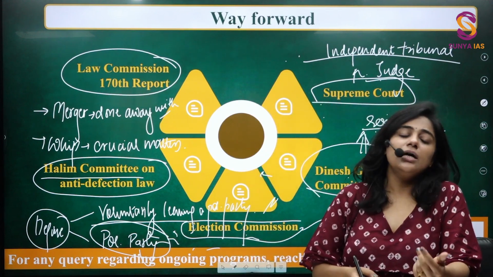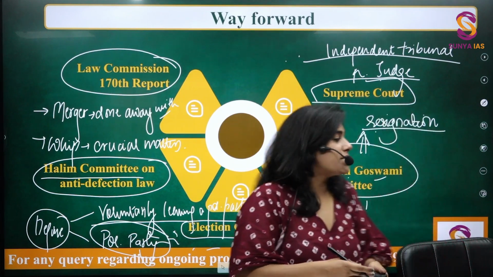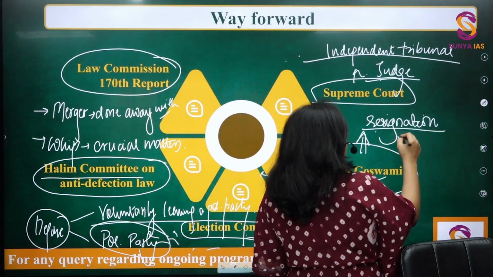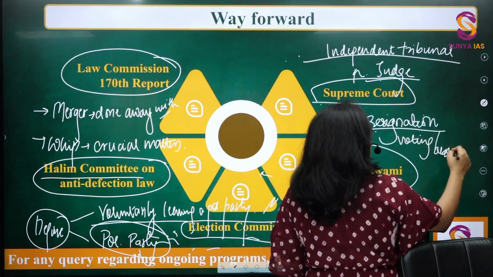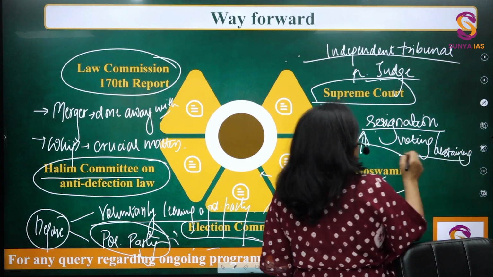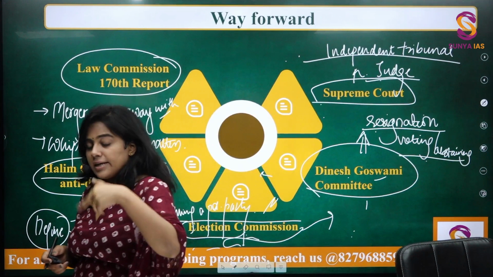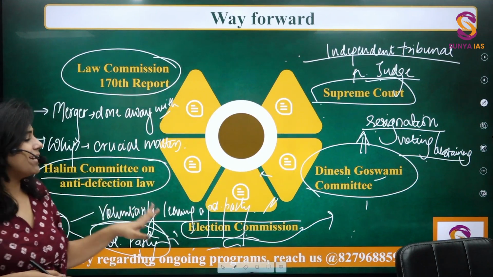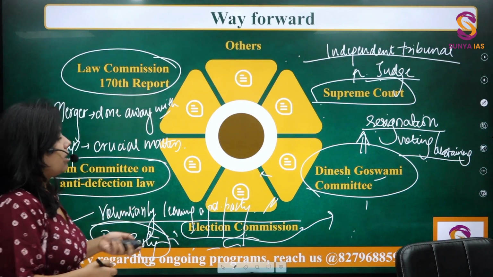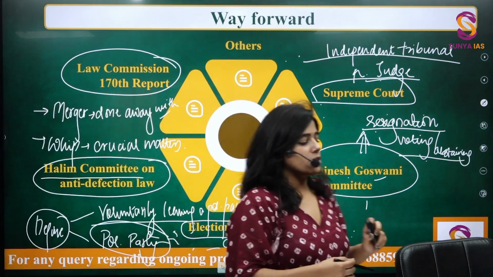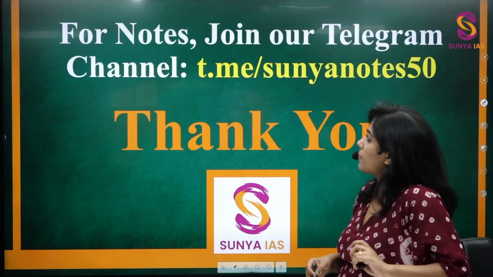under the Anti-Defection Law. The second condition which was said is that voting or abstaining from voting, if it is done against the three-line whip, so if it is done against the party, only then should that person be liable to be disqualified. Overall, these are the suggestions that you need to write.